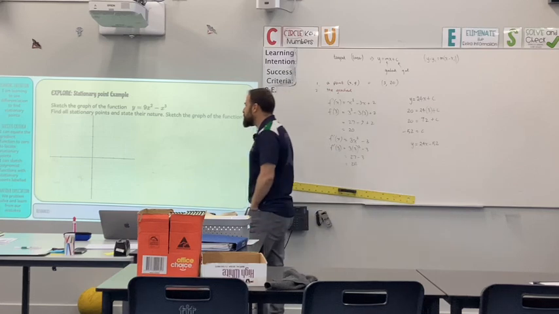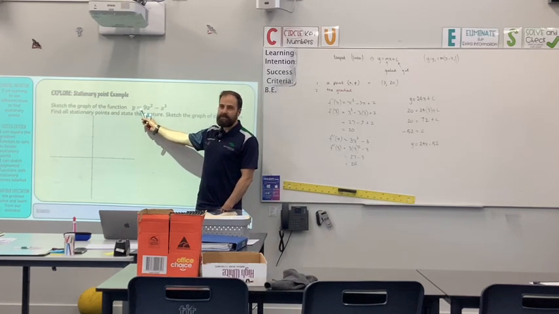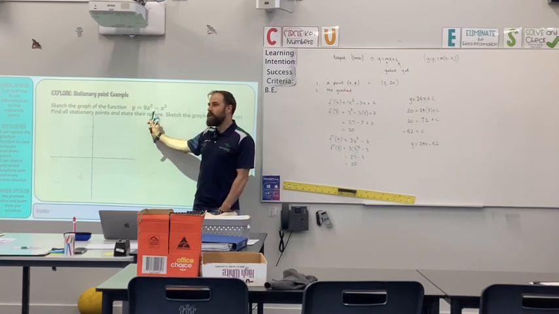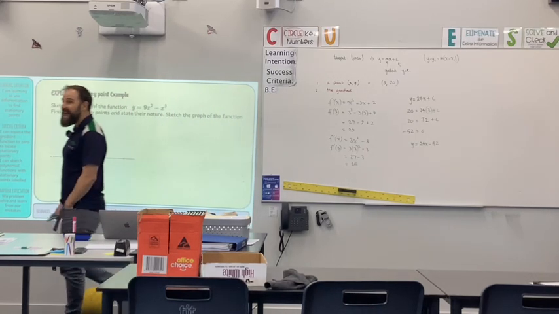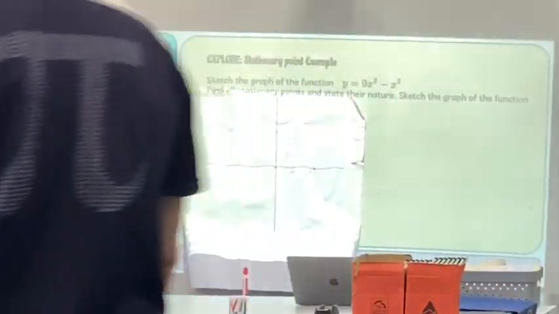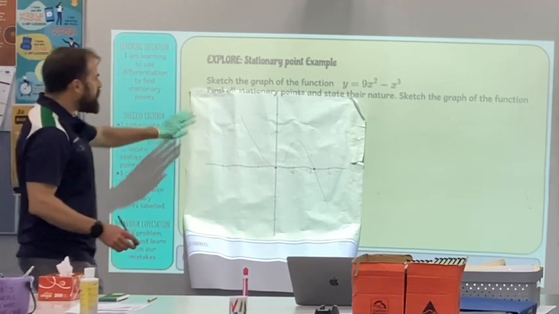So what I would like you to do, before I tell you anything, y equals 9x squared minus x cubed. Go back through your summary journal, on your whiteboard or in your workbook, can you sketch that graph? I would like you to do it without a calculator at this point in time. Go.